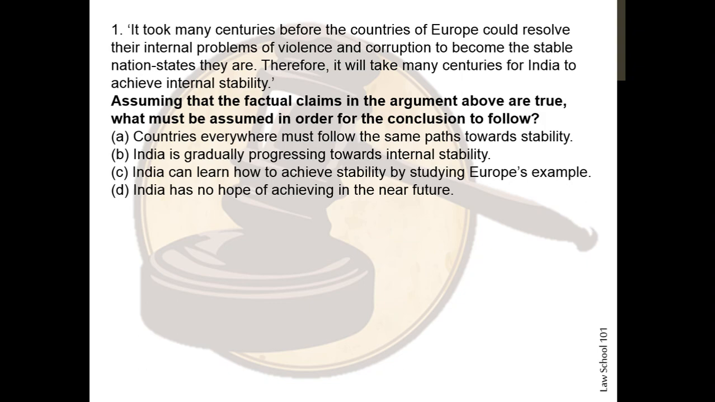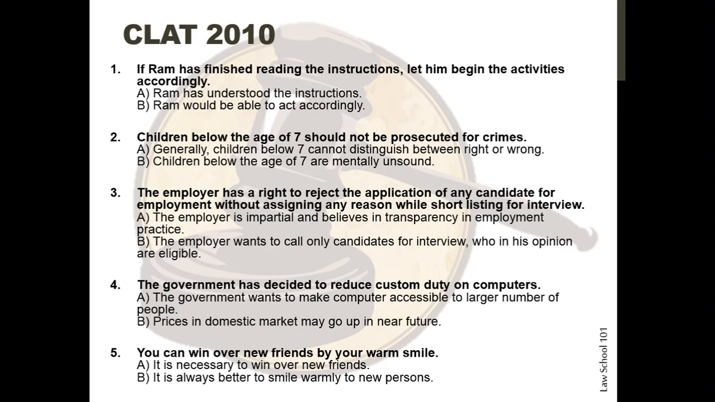Let's now move on to CLAT 2010 questions, which asked 5 one-liners, which are pretty easy. First, if Ram has finished reading the instructions, let him begin the activities accordingly. So now that he has finished reading the instructions, you can start the activity. What is the speaker assuming? First, that he's understood the instructions. Second, that he will be able to act according to the instructions. Which are the two options? These two options are in consonance with the statement. Hence, both options are correct.